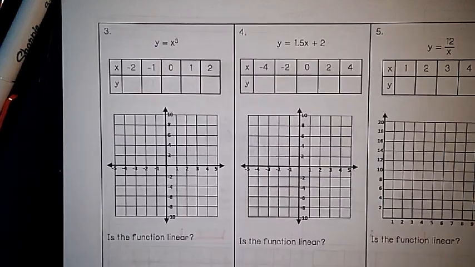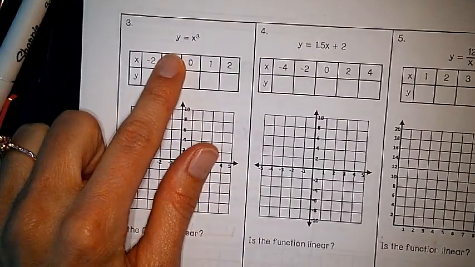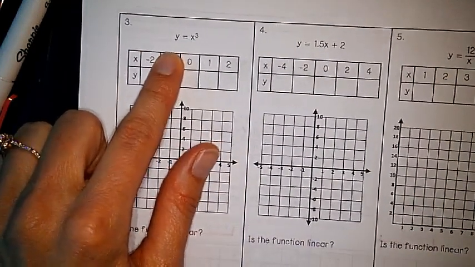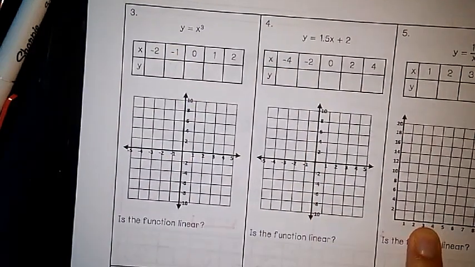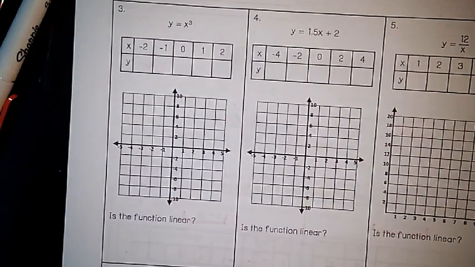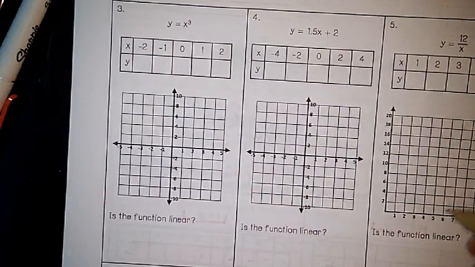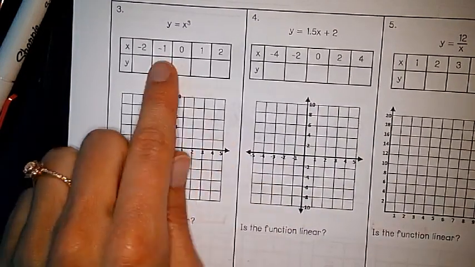Okay, here we go. So, what we're going to do is number 3, 4, and 5. I'm going to give you 5 minutes to work through them, and then we're going to come back and talk about if they're a function or not a function. So, you're going to fill out the table and the graph. Go.